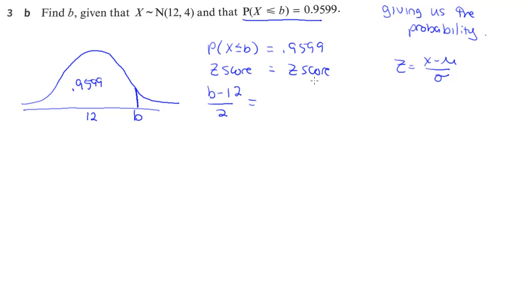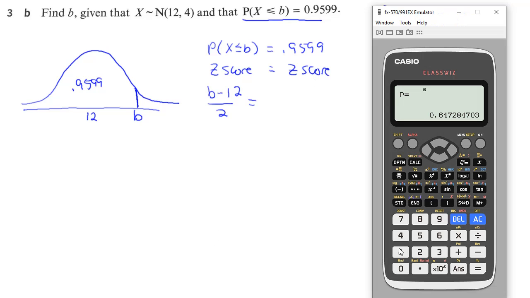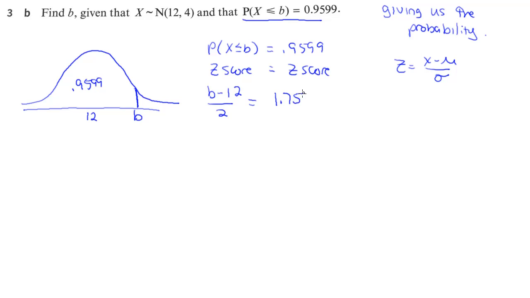And now, to find the z-score that matches up with 0.9599, I'm going to do the inverse normal. And I'm going to put in the area of 0.9599. You'll notice it's already got a standard deviation of 1 and a mean of 0. So when I do that, I find out that it's 1.7495 or 1.75, and that's to 3 decimal places.